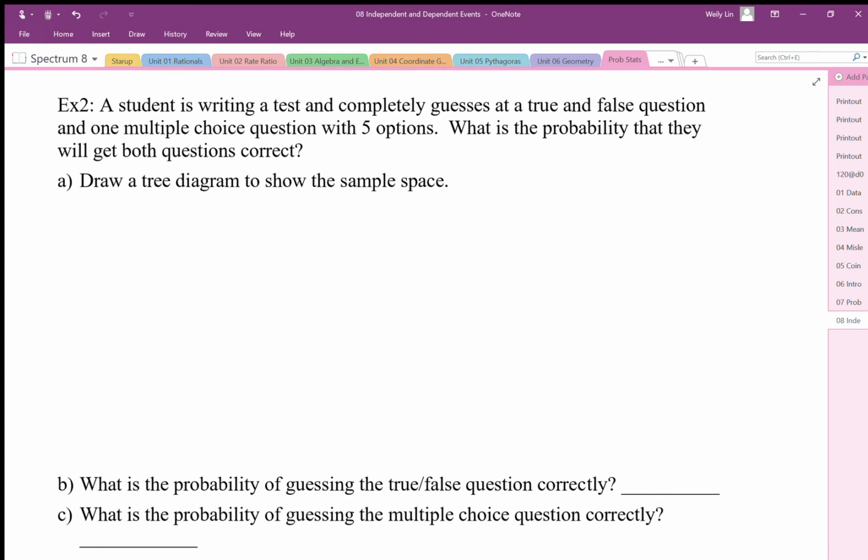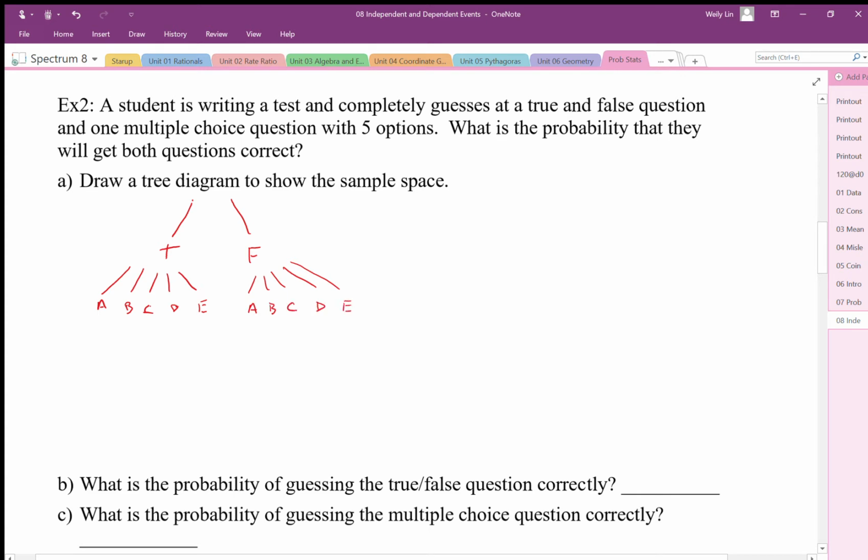So it says draw a tree diagram for the sample space. So we can draw a tree diagram like this. We have true and false. And for the true, there's 5 options: A, B, C, D, and E. And for the false, there's 5 options: A, B, C, D, and E.